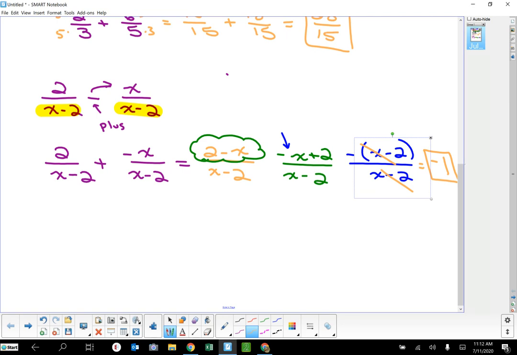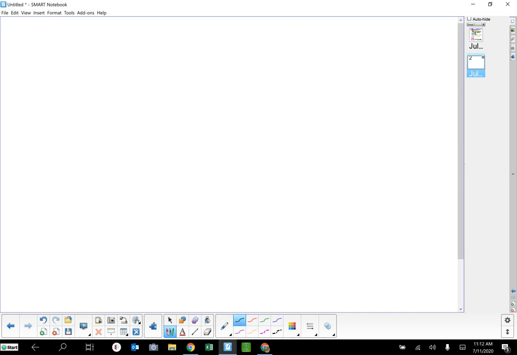That one was fast because your denominators were the same. Let's see what happens when they are not the same. So you are going to add or subtract 3 over x plus 5 plus 4 over x minus 2. So I'm quite literally going to multiply by the other denominator. So I'm going to multiply this side by x minus 2 over x minus 2.